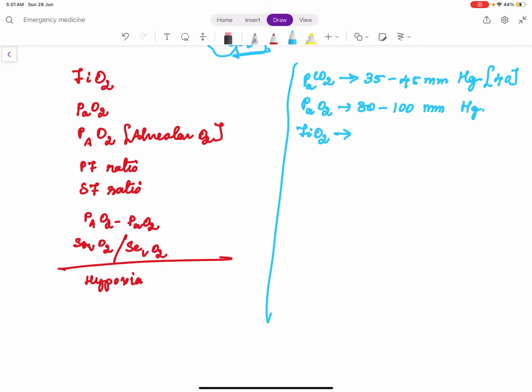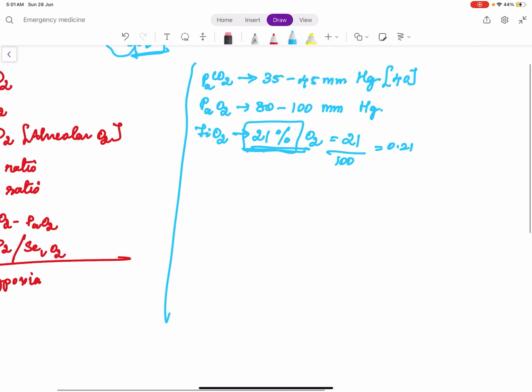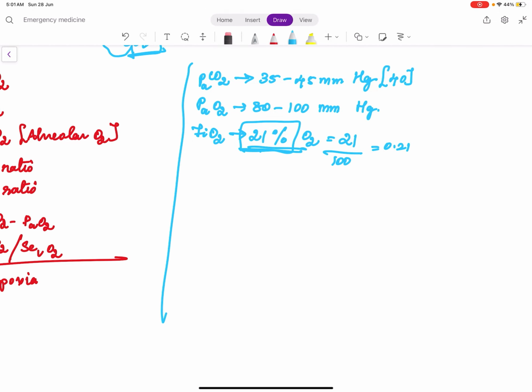From our school days, we have learned that air contains 21% of oxygen. So when we are breathing room air, we inspire 21% oxygen. 21% is 21 by 100, or 0.21. So simply to say, FiO2 is 21%. Why is FiO2 important? If you are giving oxygen to a particular patient, the FiO2 varies. So we have a simple clinical formula for that.